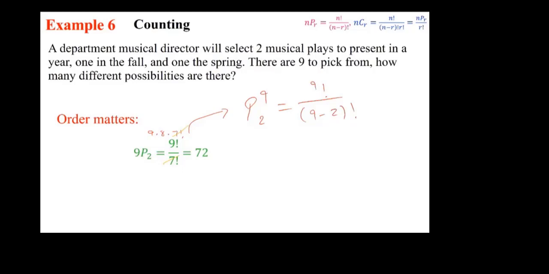Or you can say there are 2 spots. For the first spot in fall, we have 9 to choose from. The second one for spring, we have 8 left, and we use the fundamental principle of multiplication. And we end up with the same answer. 9 times 8 equals 72.